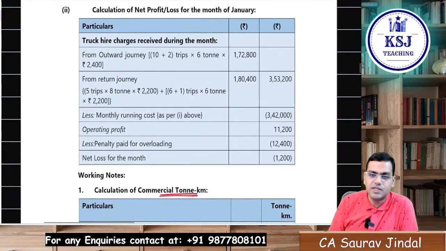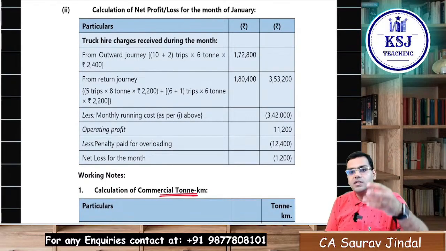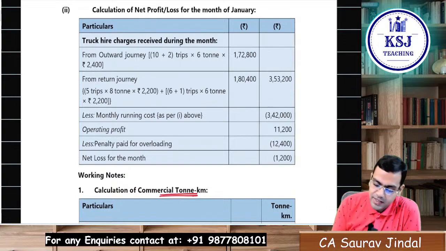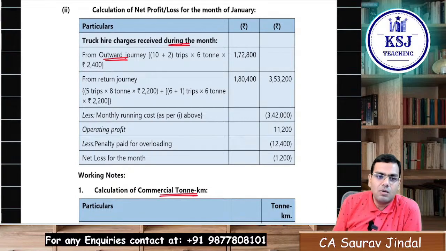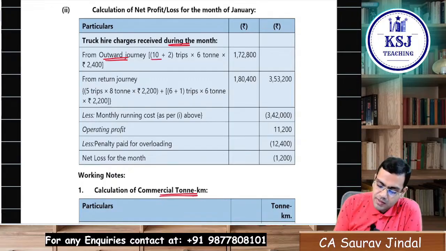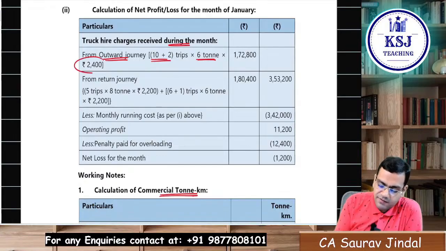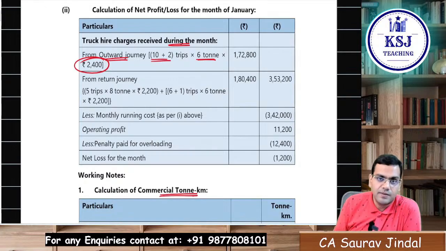Net profit and loss depends upon what your earnings are and what your cost is. What is your earnings? Your earnings is for the outward journey. How many trips are there? 10 plus 2 trips with 6 tons, total 12 trips you are doing, and you are charging 2400 rupees for that, right?